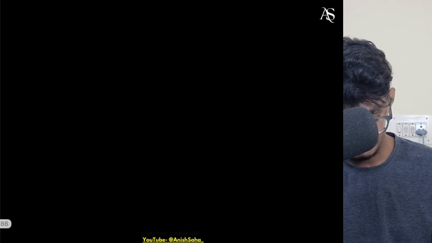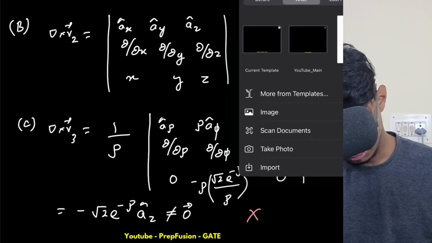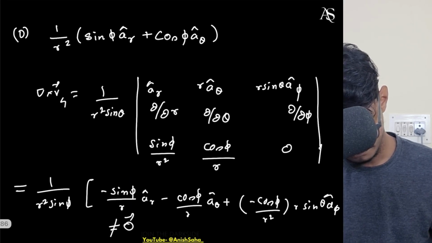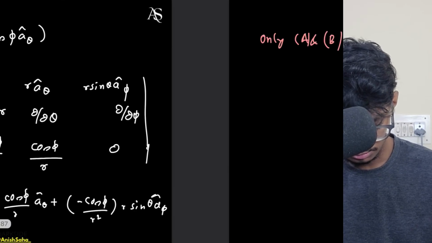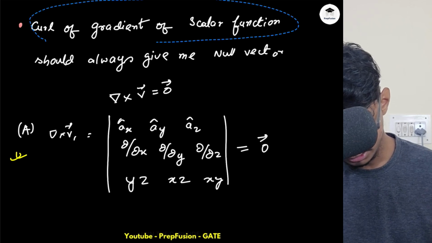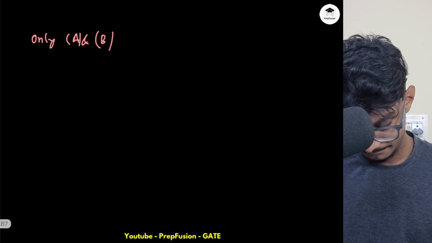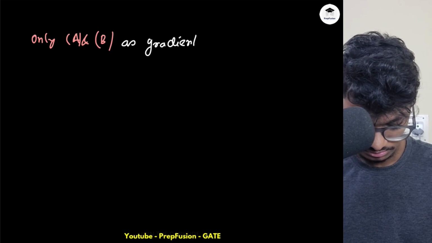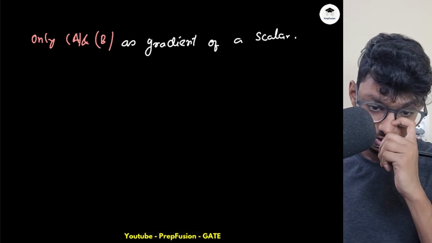So only a and b can be expressed as a gradient of a scalar. Okay, so this is the solution.